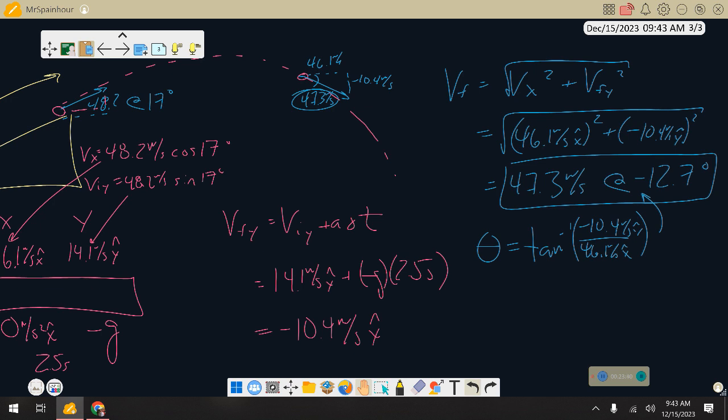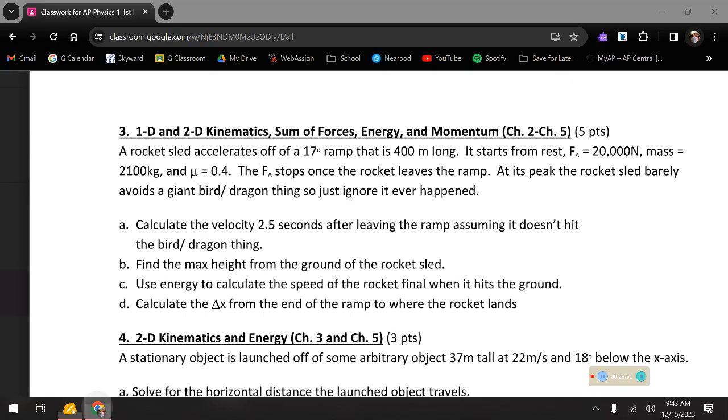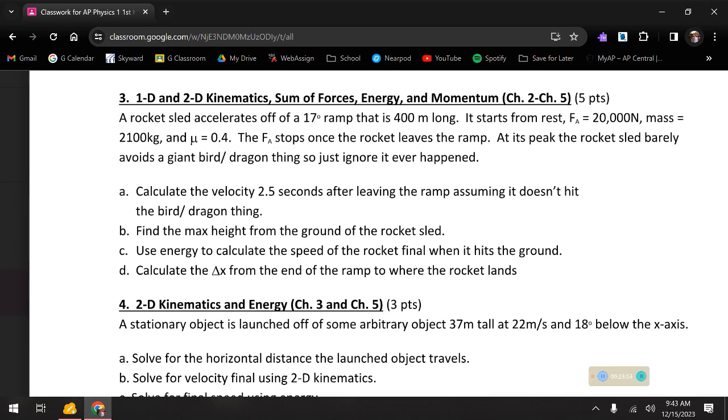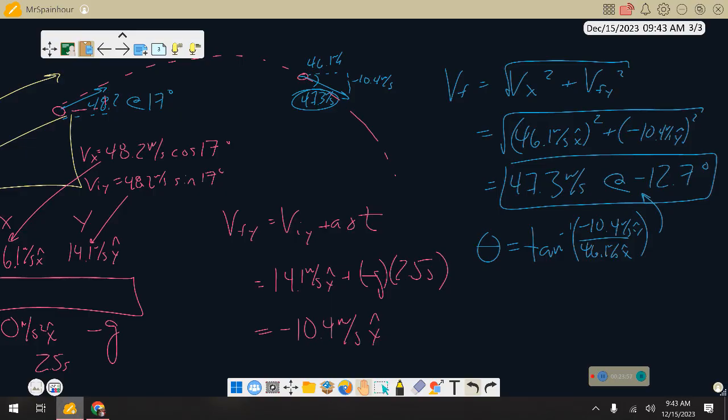B, C, and D definitely go a lot faster, especially since there's no collision in the middle of the year. All right, questions, concerns about this? Okay, moving on. B, find the max height of the rocket sled. Okay, a couple things to point out here. Max height is going to be this guy right over here.